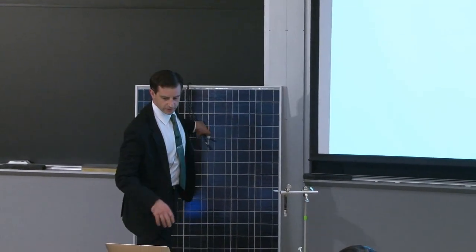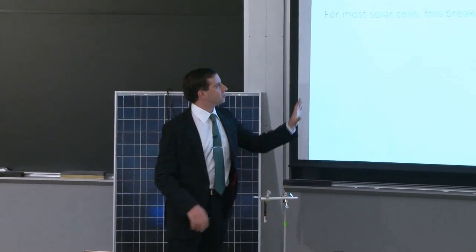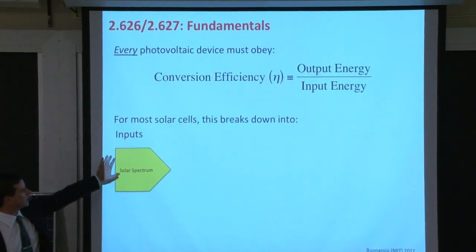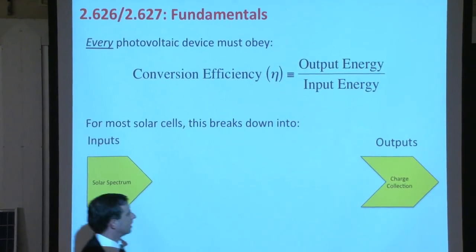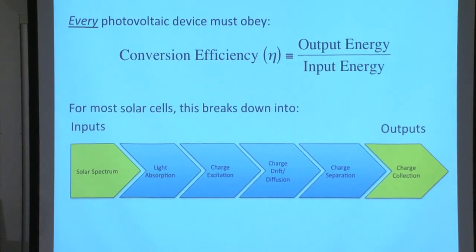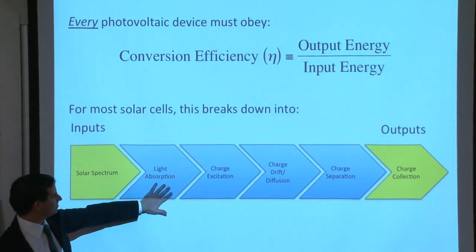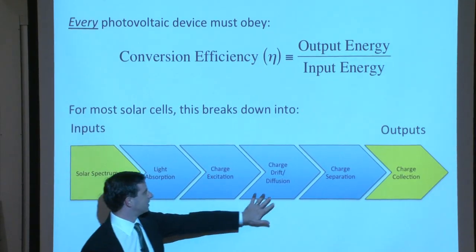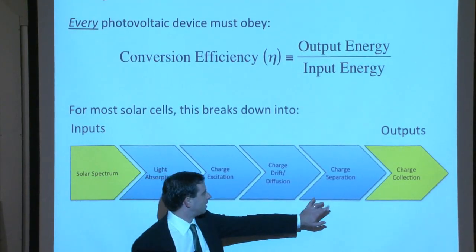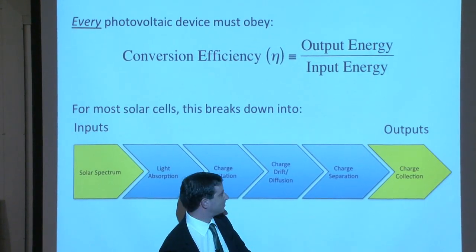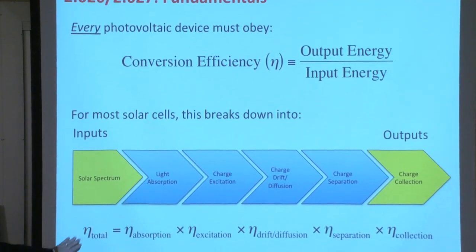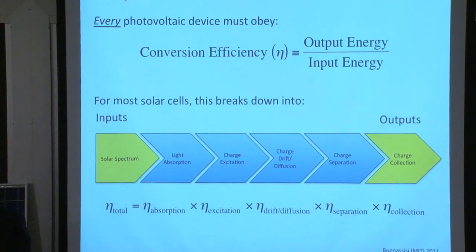And that conversion efficiency, that simple equation, for most solar cells can break down into the following. You have inputs. Sorry for the small font here. This reads solar spectrum. That's your input. Your output is the charge collection, the collected charge coming out of your device. And there are a bunch of steps in between. From the solar spectrum, we have to absorb that light. Then we have to excite charge within the material. Then that charge has to move around inside of the material to get to the metallic contact on the front side. Charge separation has to occur for there to be a voltage. And finally, the charge collection process. The total efficiency of this device is the product of each of these individual processes.